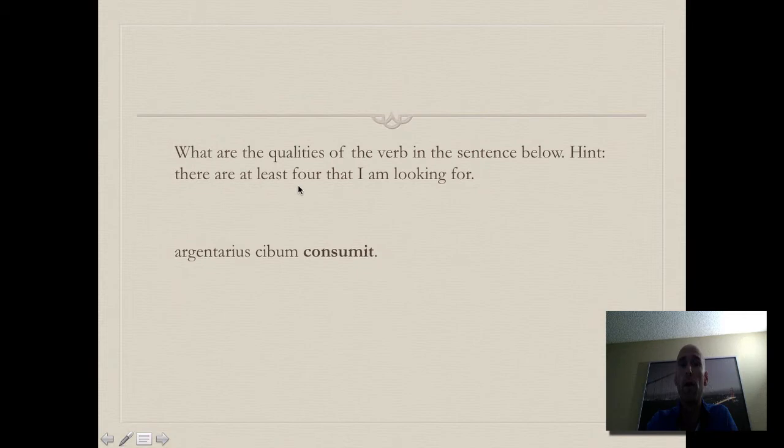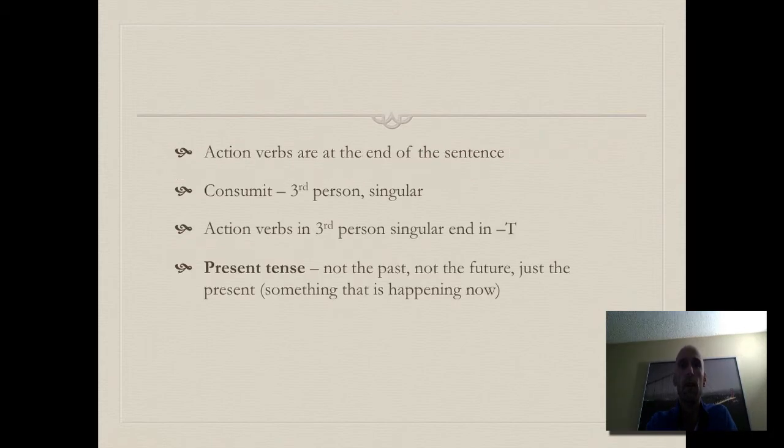So I think that there are about 4 qualities that you might be able to garner up. Here's what I got. Action verbs are at the end of the sentence. Consumit was at the very end of the sentence. Consumit is in the third person singular.